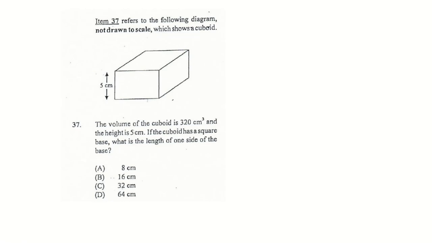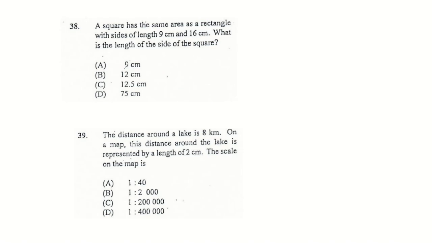Number 37, we did this question. You just have to make sure that the volume is 320 and the height is 5. Your base would be 8. Right? The square has an area. We did this question already. The area, 69 by 16 is 144, so the side would be the square root of 144, which is 12.